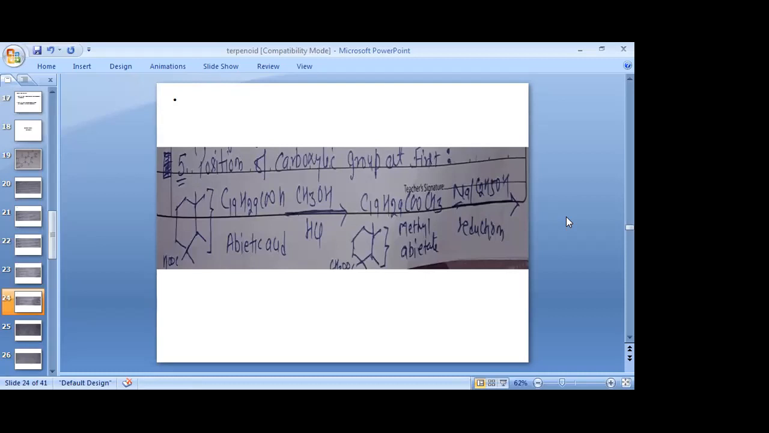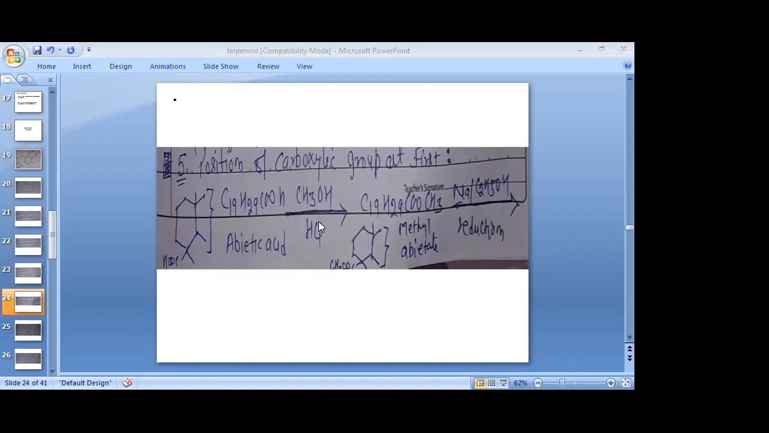Either the functional group exists or not, and second, if the functional group exists, then at which position. Now the same point comes: the carboxylic acid exists at the first position. So how do we clear that?